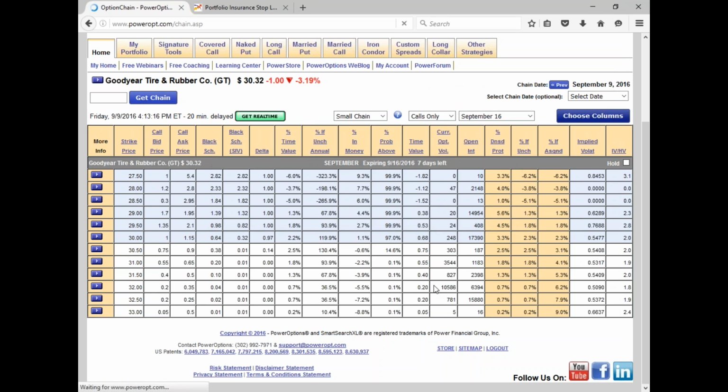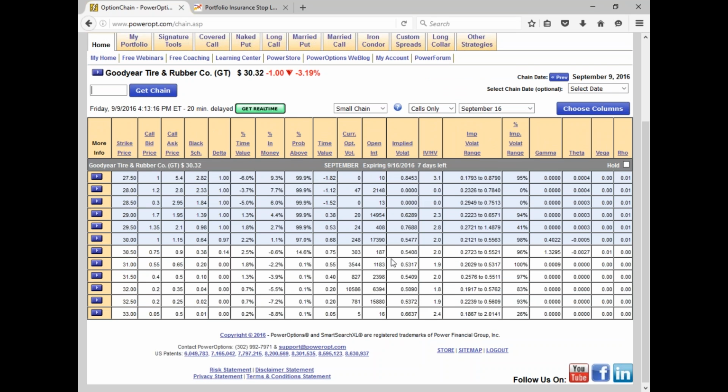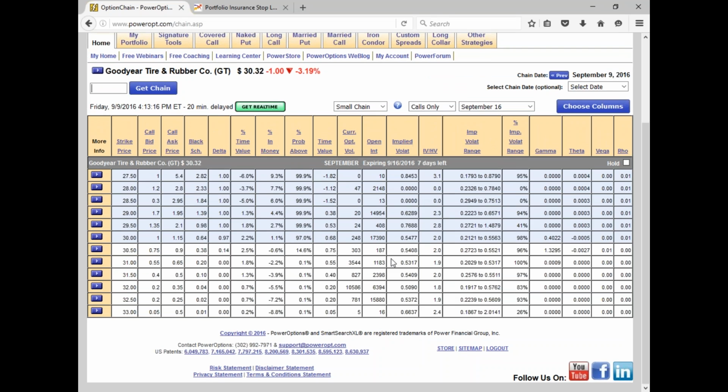So here's our call chain now for Goodyear Tire. Okay, now over on the far left-hand side, that's where we have the gamma and the Greeks theta, vega, and rho, of course. Delta is over here. I didn't order them, so delta is over there. We're going to have to reorder them to make this easier. Give me one more second.